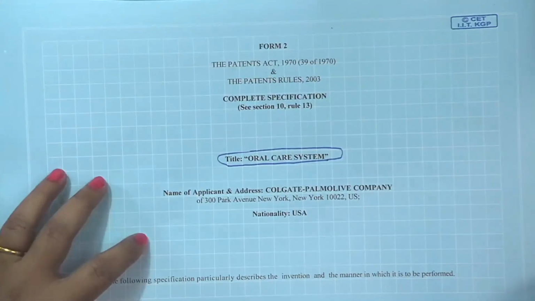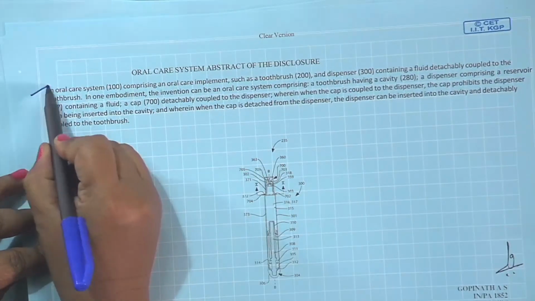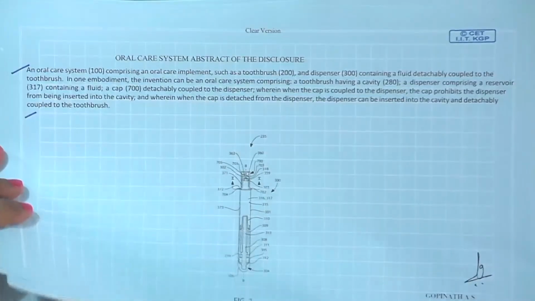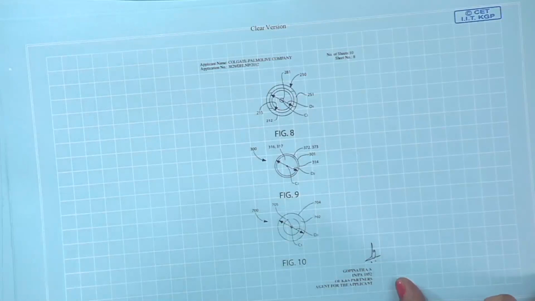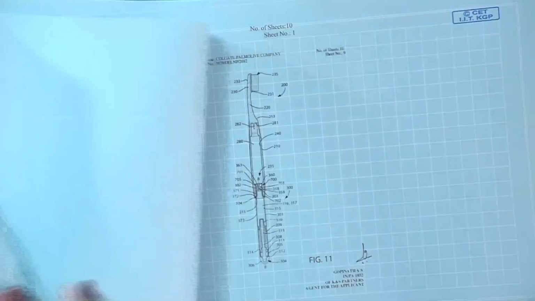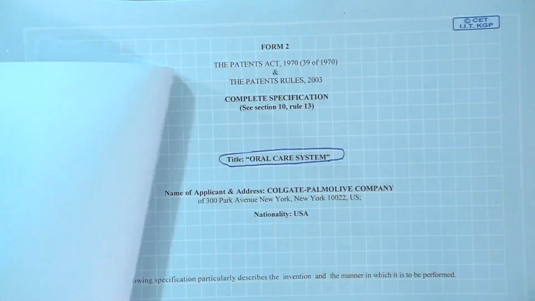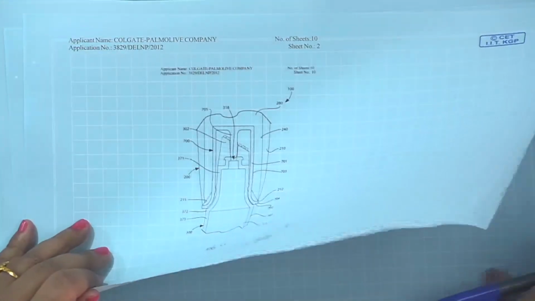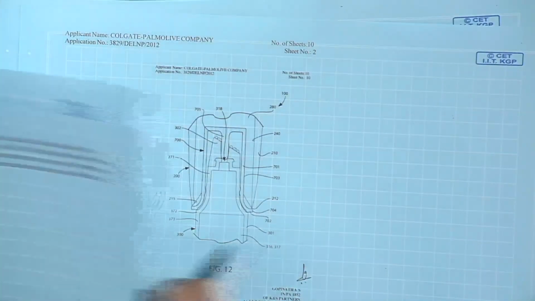Now, further you can see here that there is an abstract. You can check out the abstract in the document which is with you, and then you can see the number of diagrams which are present in this document. So, these are the various diagrams present in the document. There are a total of 12 figures in the document and you can see all the figures.